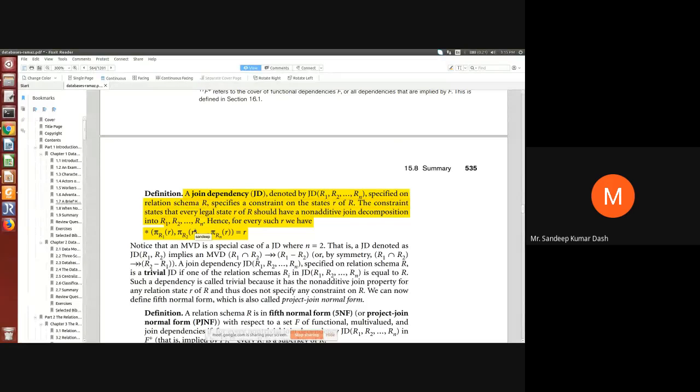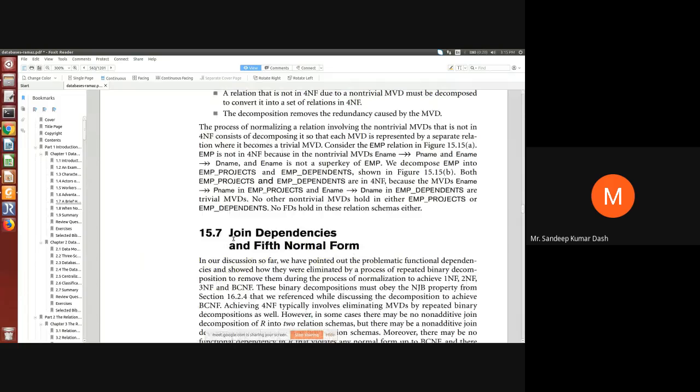But when you write natural join, there is no requirement of any equals sign. So when you join R1, R2 up to Rn in terms of natural join, you should get the original relation back. For example, see here.